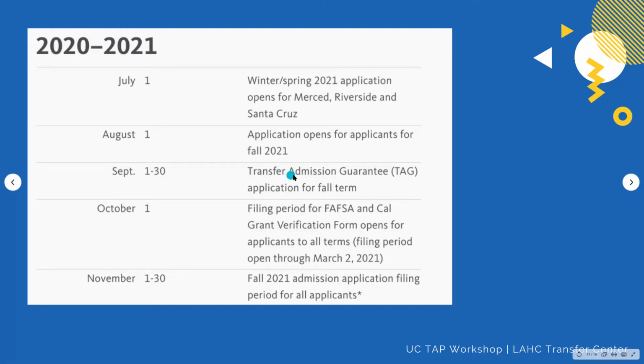September 1st to 30th is when you can do your TAG application through your TAP portal. And then October 1st is when you can start applying for financial aid. Try to do it as early as October 1st. Even though it's due March 2nd, the sooner the better and the more money you'll get. And then November 1st to 30th is when you can begin submitting your applications to UC, okay?